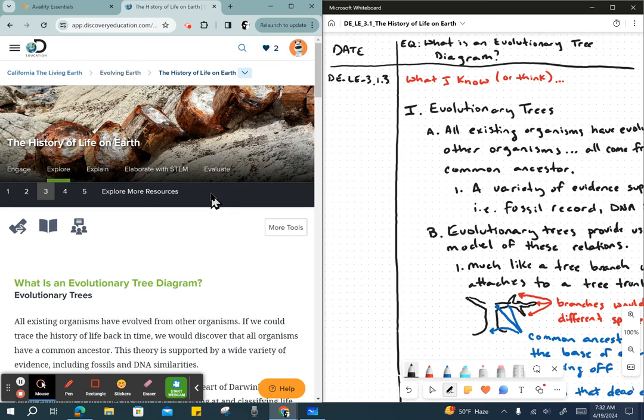Okay, let's go ahead and break into our explore number 3 of the history of life on Earth. Make sure you put your date, make sure you label it. This will be from Living Earth 3.1.3.